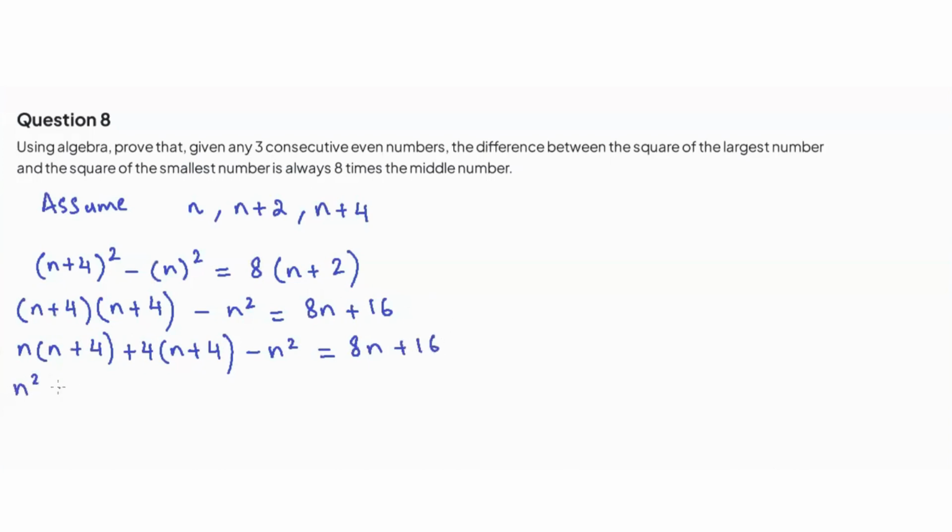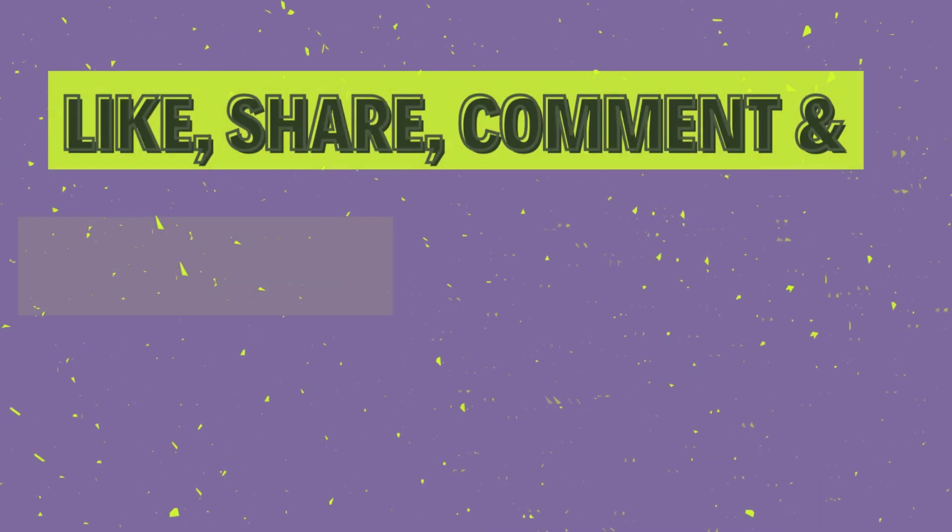So that's going to be n squared plus 4n plus 4n plus 16 minus n squared equals 8n plus 16. So when we simplify the left-hand side, we can see that we're getting 8n plus 16, which is the same as the right-hand side, which means the algebraic proof stands true.